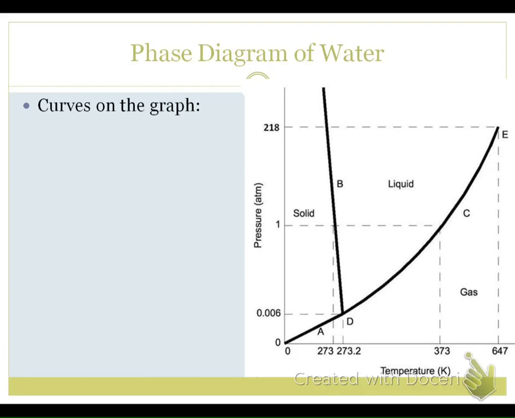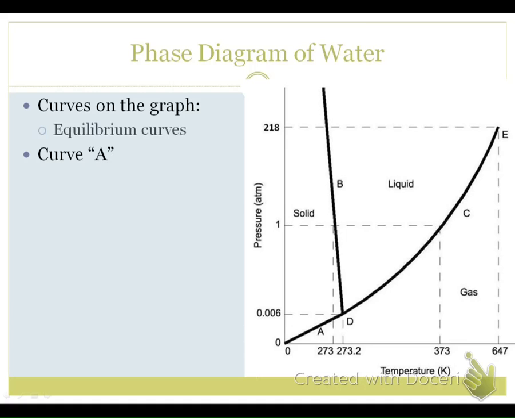You see this curve on yours labeled curve C, which is right here. This is curve B right here. And this is curve A. So let's just talk about what these mean. These are called equilibrium curves. Along these curves, these two phases can reach equilibrium.